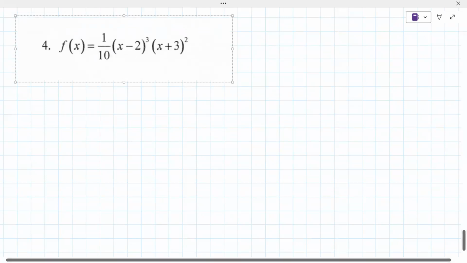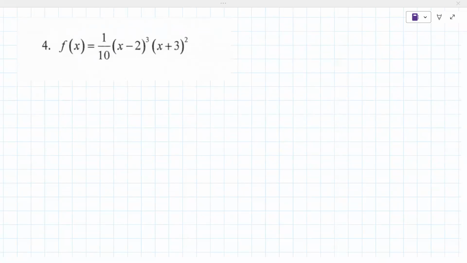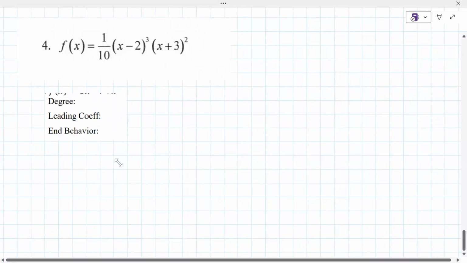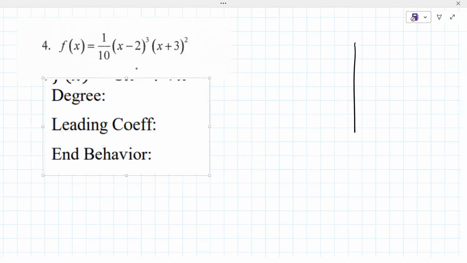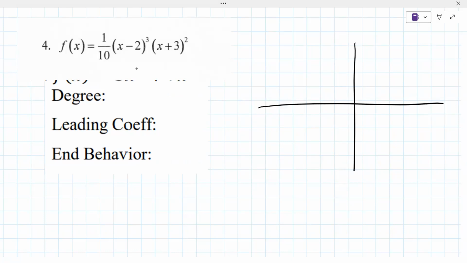All right, so this one is the same set of questions that we just did. I'm looking for the degree, the leading coefficient, and the end behavior. This is kind of putting it all together. You might have to manipulate this equation like we did earlier, but give this one a try, please.